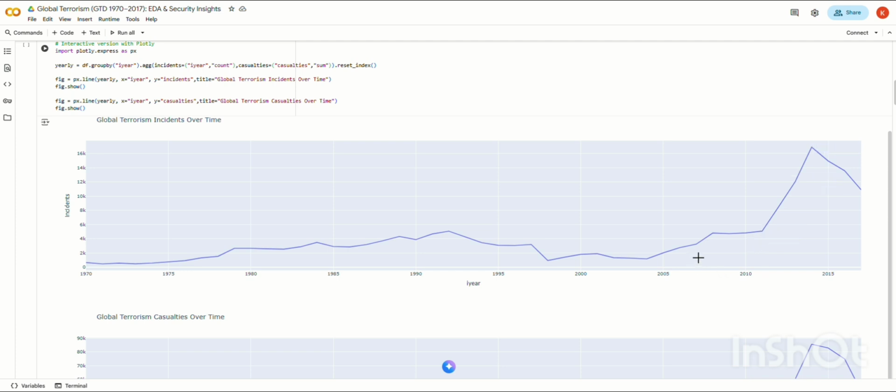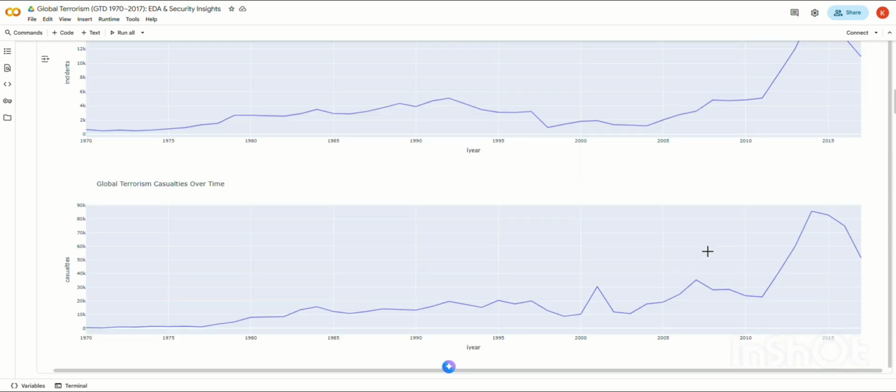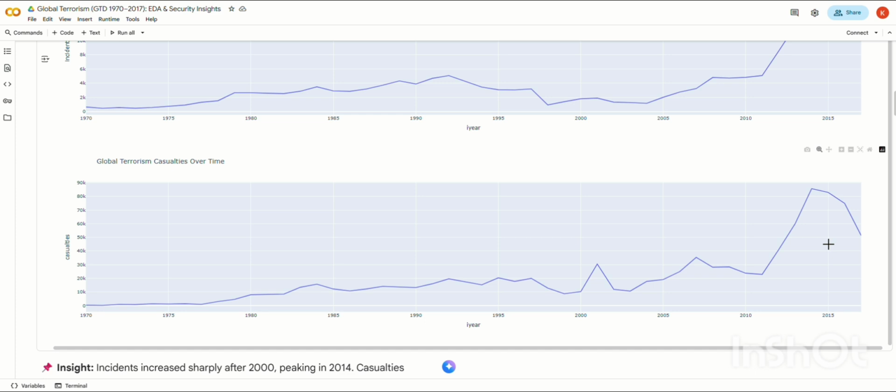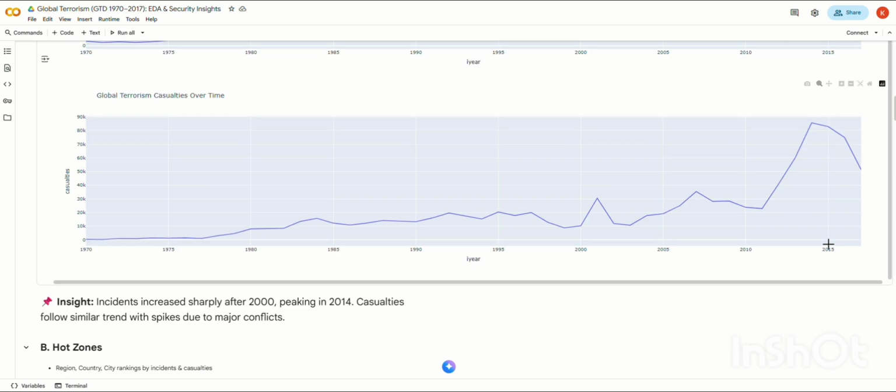The year 2014 stands out as the deadliest, with the highest number of attacks worldwide. Casualties follow a similar trajectory with noticeable spikes in the 2000s and peak again around 2014. These graphs make it clear that terrorism has become more organized, more aggressive, and far deadlier in recent decades.